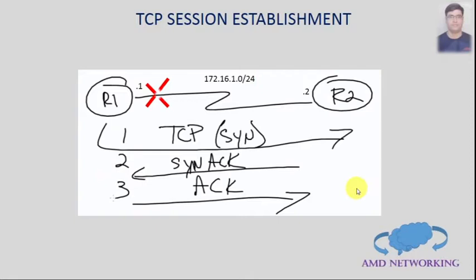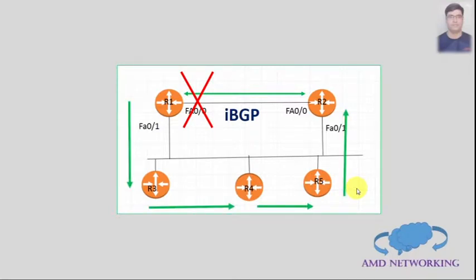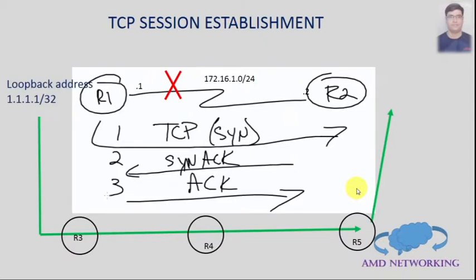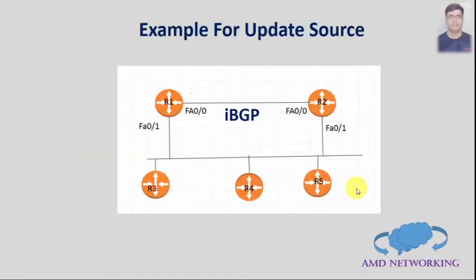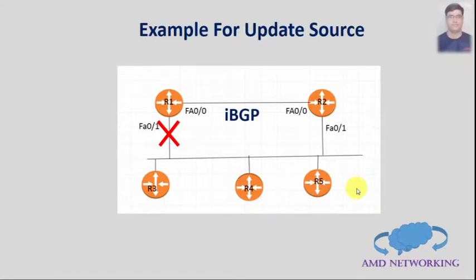If this link goes down, the TCP session breaks and the BGP pair goes away. If router 1 and router 2's connectivity via FastEthernet 0/0 goes down, but we have reachability via routers 3, 4 and 5, and we are using the update source command with a loopback as the source IP address to establish the TCP session, then we do not worry about whether FastEthernet 0/0 or FastEthernet 0/1 goes down. Our session remains established. That is the benefit of the update source command in BGP.